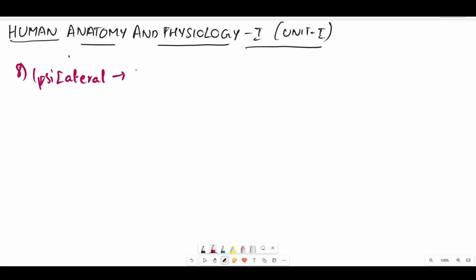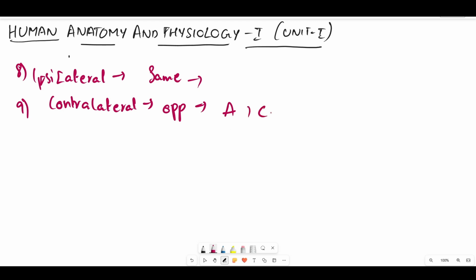Then we have ipsilateral. What is ipsilateral? Same side of the body as the another. Then contralateral is opposite to it. Ipsilateral means it is same side. Contralateral is something which is at the opposite side. And again for the example, for contralateral, ascending and descending colons, they are contralateral. Descending colon and gallbladder, they are ipsilateral.